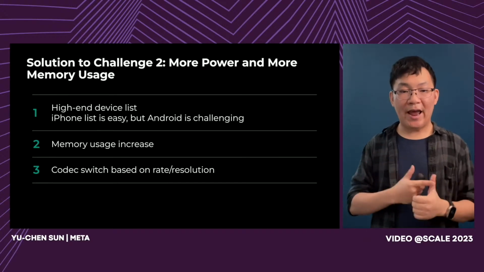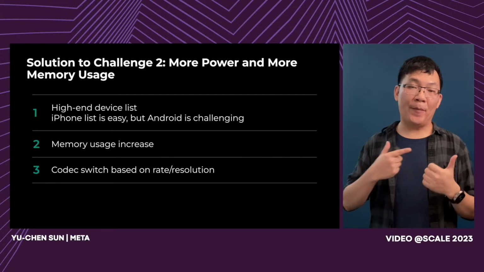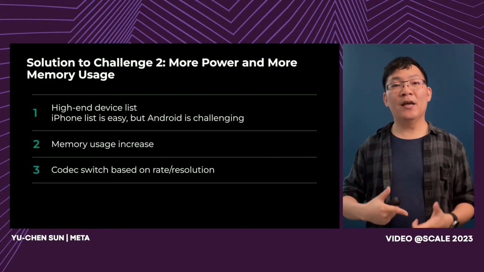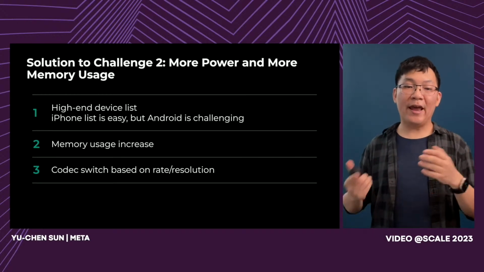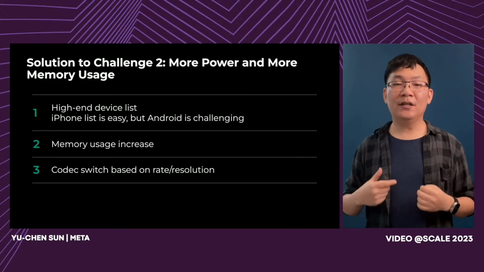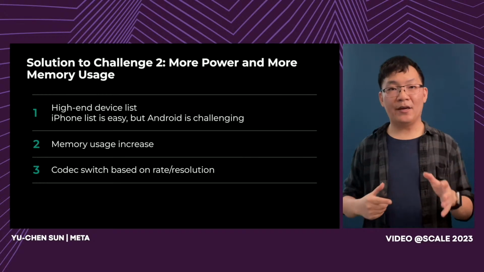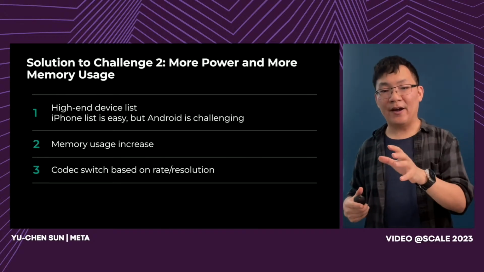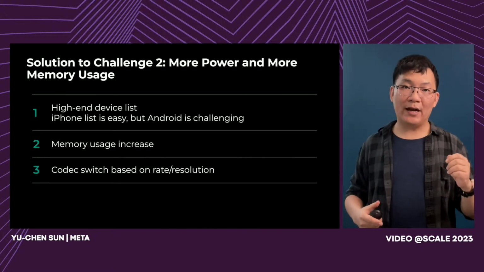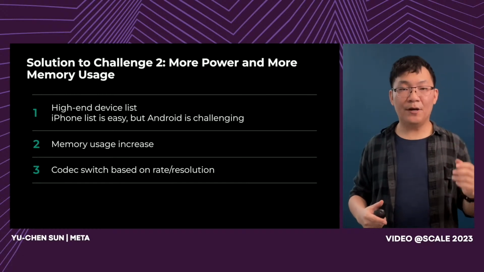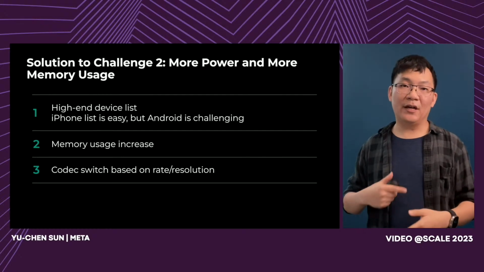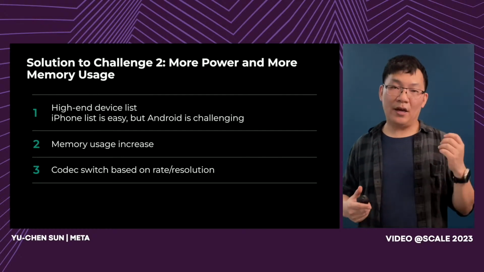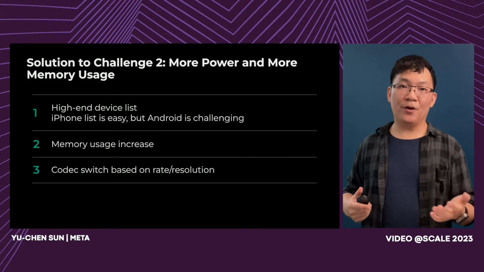So now we have solution for binary size, power consumption, and memory usage. We got positive result from the A/B test. We successfully launched AV1 on Messenger and make it available for high-end devices. On Messenger, we are covering about 60% iPhone models. For Android, however, the coverage is much less, at 15%. I will explain why.